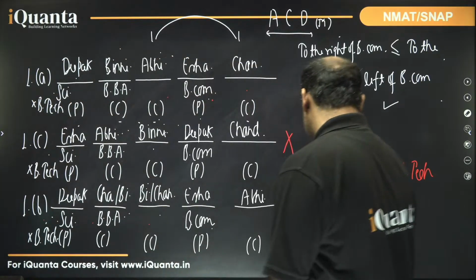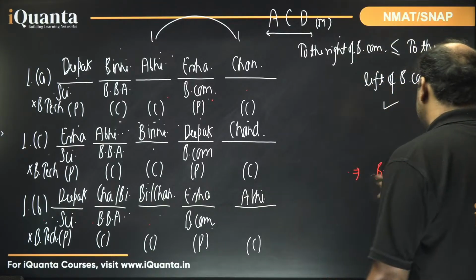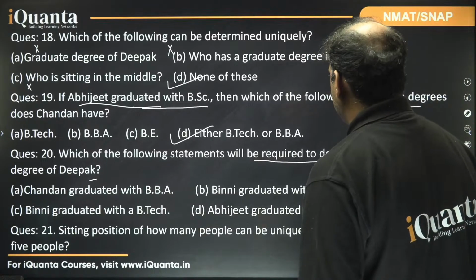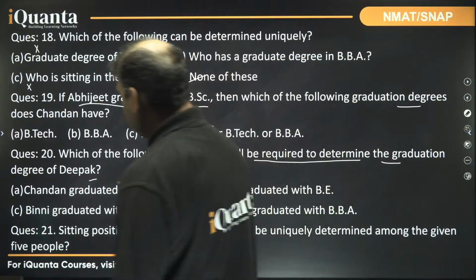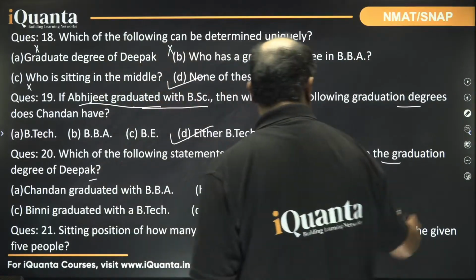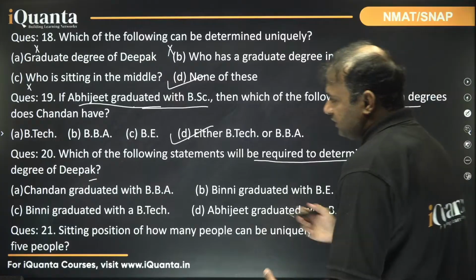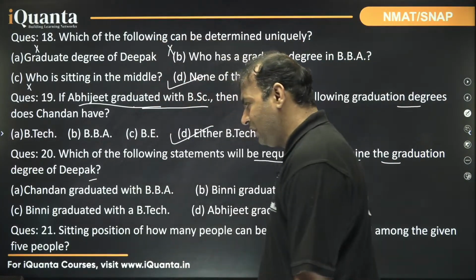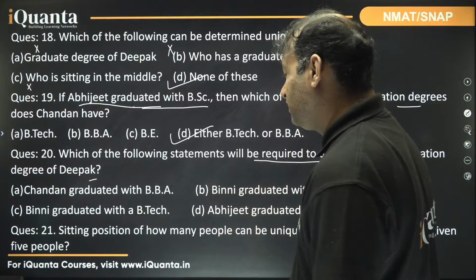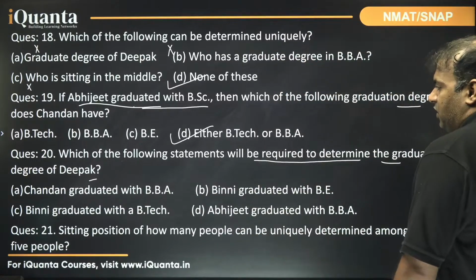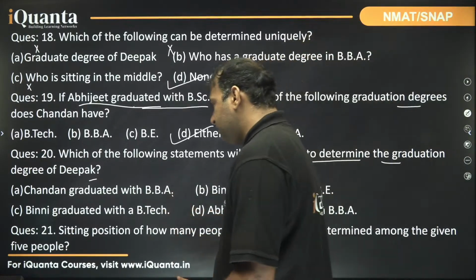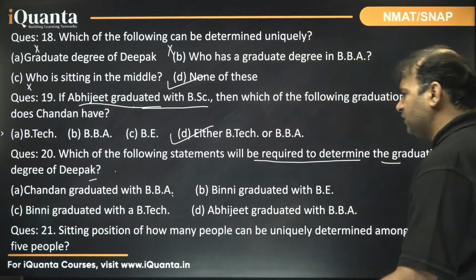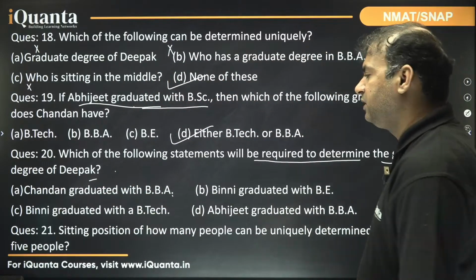Okay, this question is very tricky, question number 3 of this set. They are saying which of the following information statements will be required to determine the graduate degree of Deepak. So they are asking only about Deepak, right guys? With which of the information can we determine the degree of Deepak? So let's use all the options one by one. First option says that Chandan graduated with BBA. We have to find out whether we can find the graduate degree of Deepak or not.